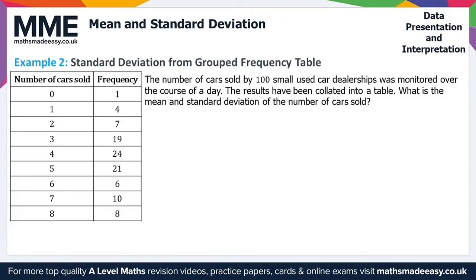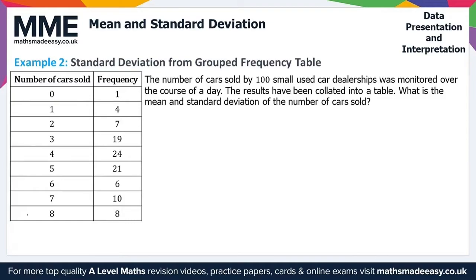We need fx, which is going to be the frequency f times the number of cars sold, which we denote as x, and we also need fx squared. So that's going to be the frequency times the number of cars sold squared. So we'd square each value here and times by the frequency. And if we do that correctly, what we should get is something that looks like this.